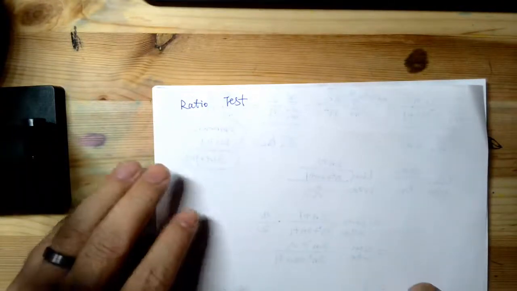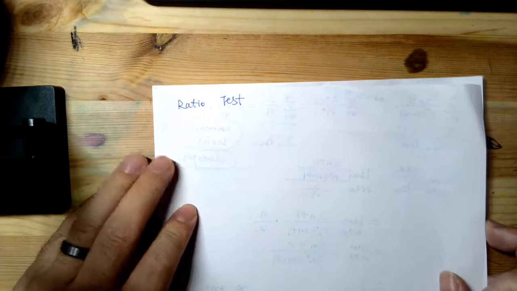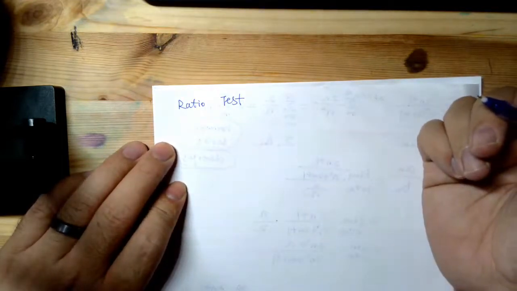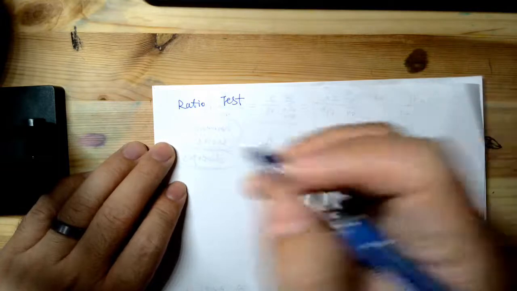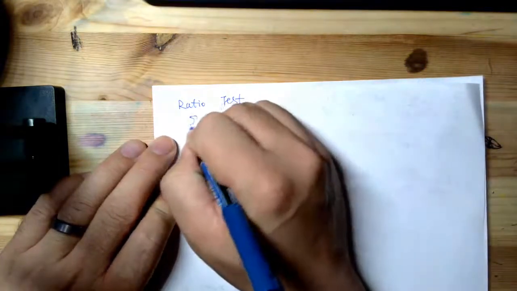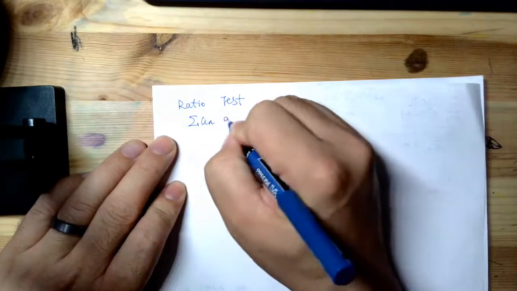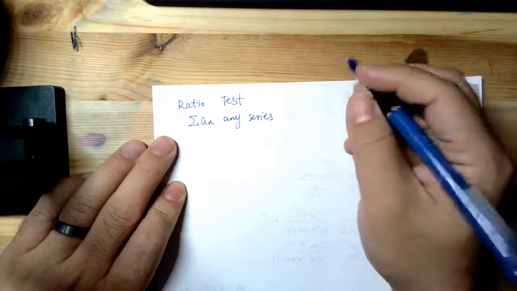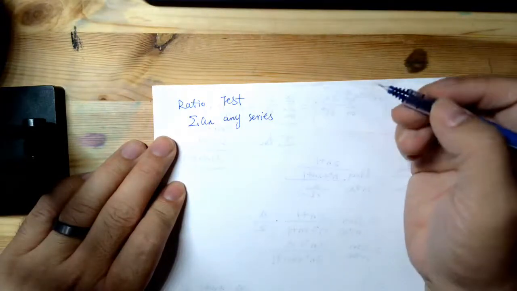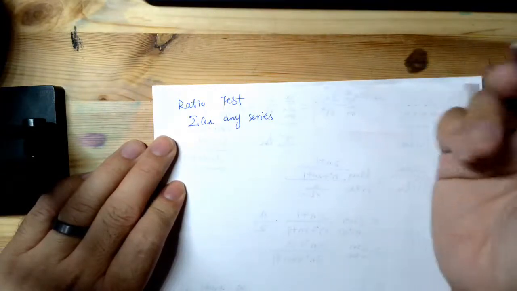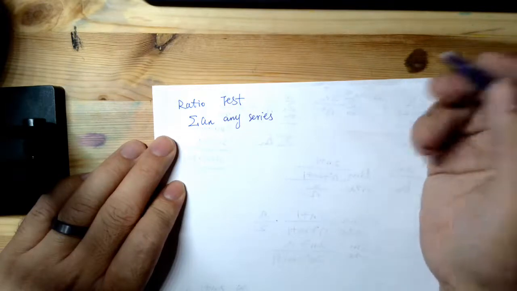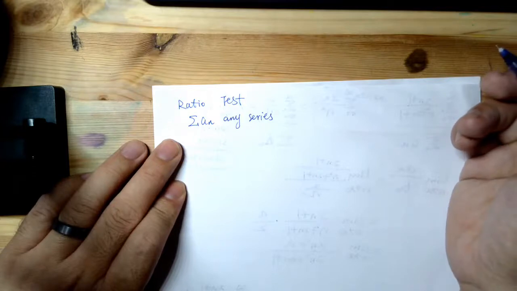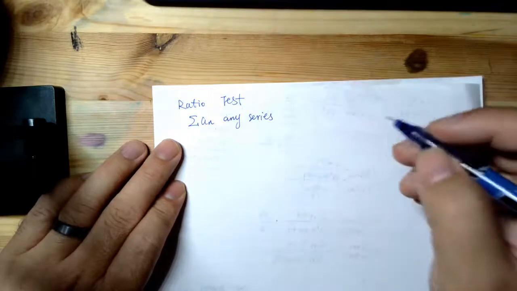So now let us introduce the ratio test for series. The ratio test is very powerful, and it says like this. Given a series an, this series can be any series. It does not have any restrictions about whether the terms are positive, negative, increasing, or decreasing. There are not too many conditions; any series.